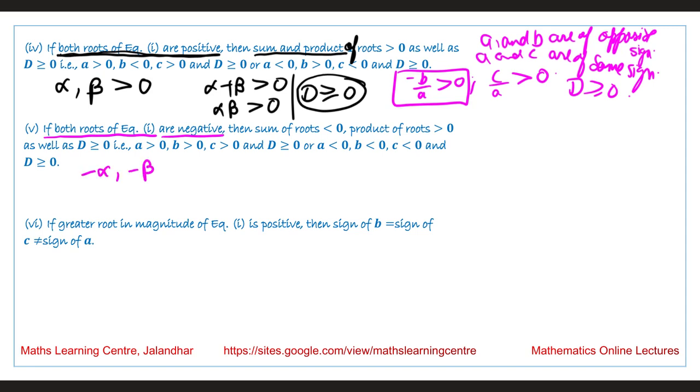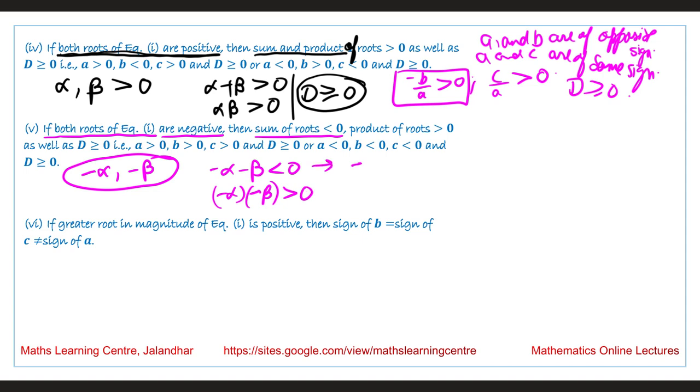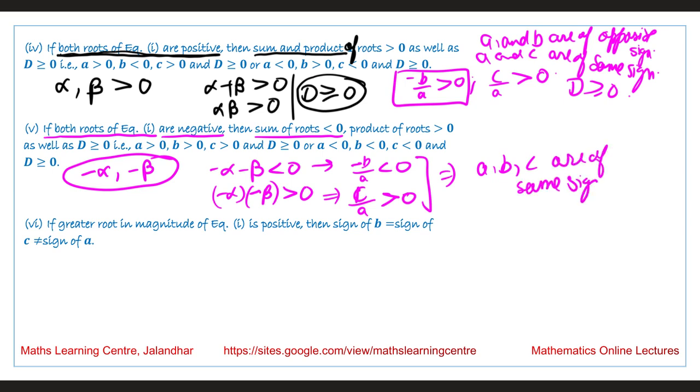Next is if both roots of the equation are negative, we are saying one is minus alpha, second is minus beta, both of these are negative, then the sum of the roots, minus alpha minus beta, is less than 0, and minus alpha into minus beta is greater than 0. So this gives us minus b by a is less than 0, and this gives us c by a is greater than 0. So this implies that a, b, c, all these three are of same sign, and the condition for d is again d is greater than or equal to 0.